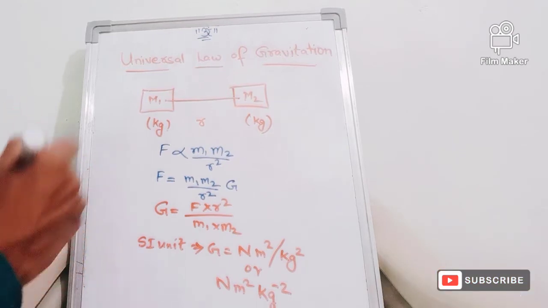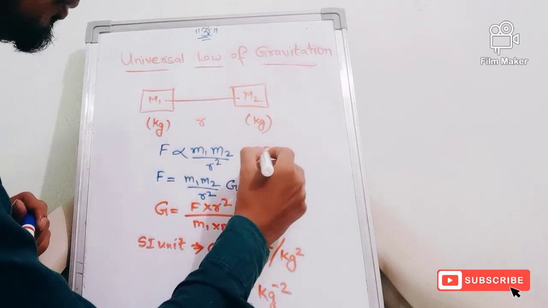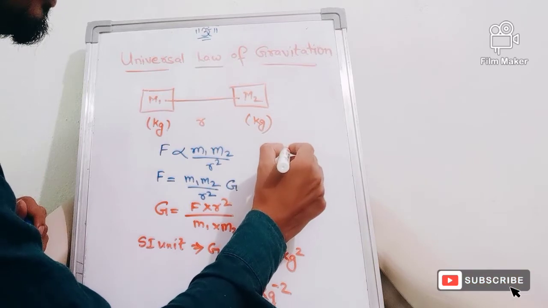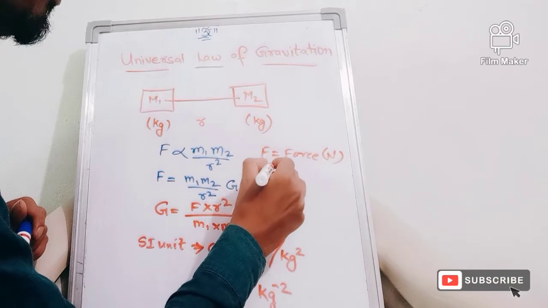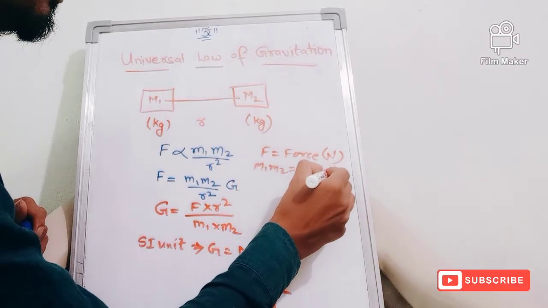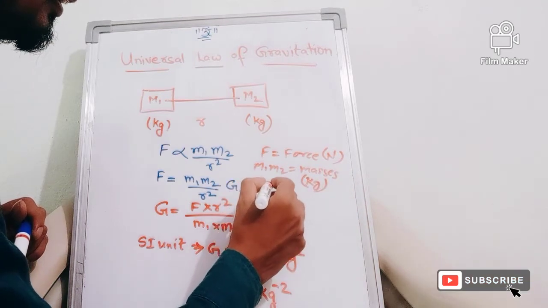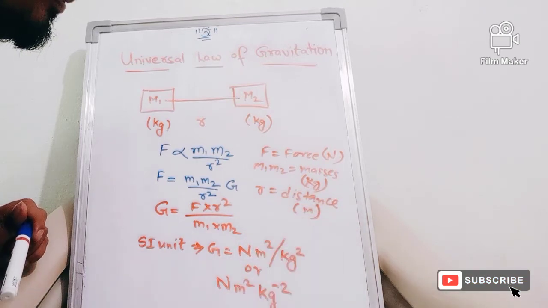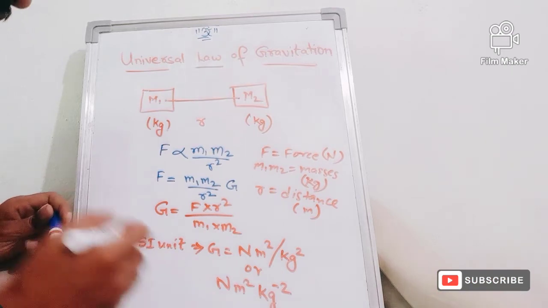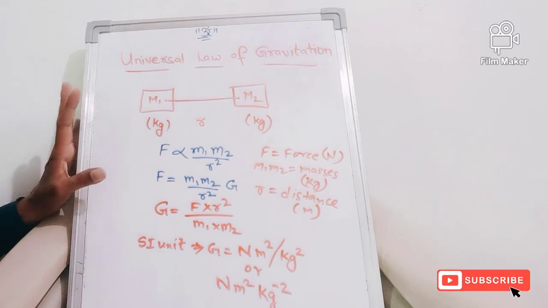Let me clear one thing here. Force F we calculate in Newton, masses m1 and m2 we calculate in SI unit kilogram, and r is distance, which we calculate in meter. So this was a very important thing before we proceed further to solve the numericals.